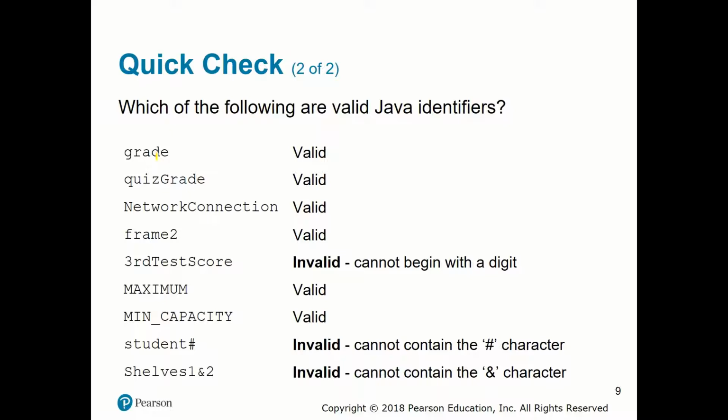Grade is okay. All are letters. Quiz_grade is okay. Network_connection is okay. Frame2 is okay, letters and a number. This one is not okay because an identifier cannot start with a number. Maximum is okay, min_capacity is okay. This has a problem because we cannot use this sign. We can only use the special characters underscore and $. And this also has a problem because we cannot use this and character.